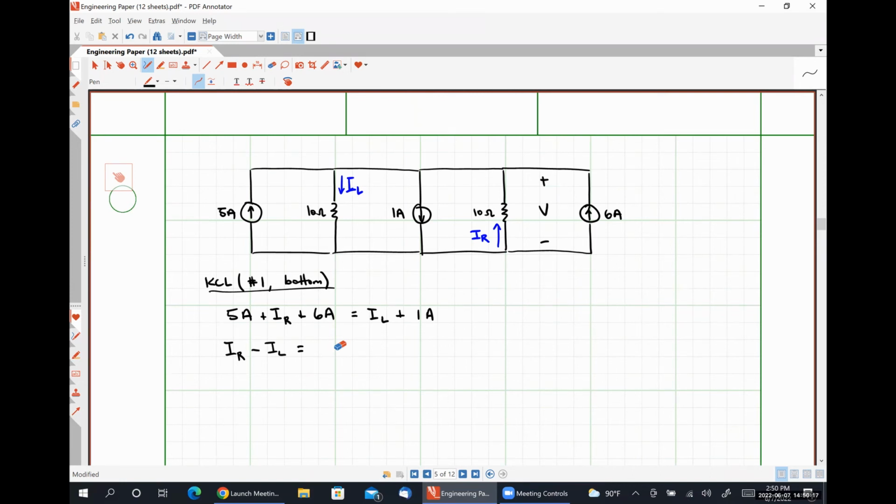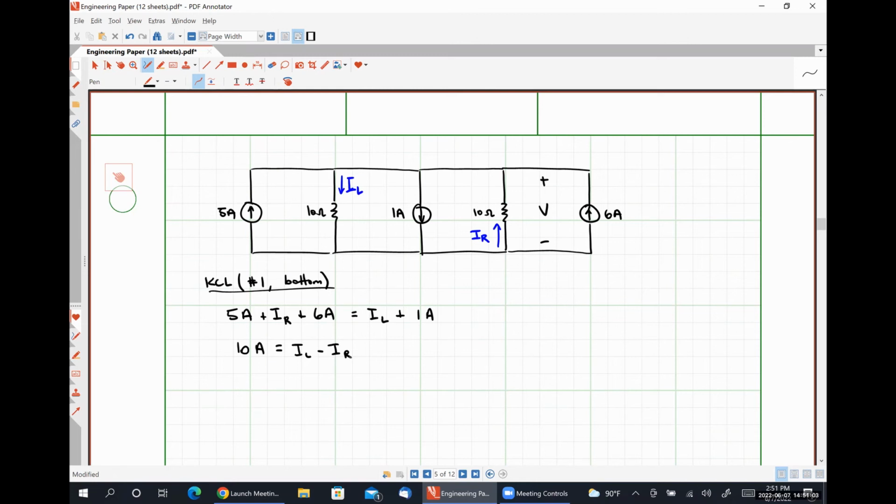Does everybody understand that? So we're considering the currents leaving on the left-hand side of the equal sign, the currents entering on the right-hand side of the equal sign. Since the 6 amp current is leaving the bottom node, it should have been on the left-hand side of the equal sign. So I'm going to redo this a little bit just to get rid of negative signs because, again, I tend to make mistakes. So on the left-hand side, I'm going to have 5 amps plus 6 amps minus 1 amp. So that's going to look like 10 amps. And on the right-hand side of the equal sign, I'm going to have IL minus IR. There we go.